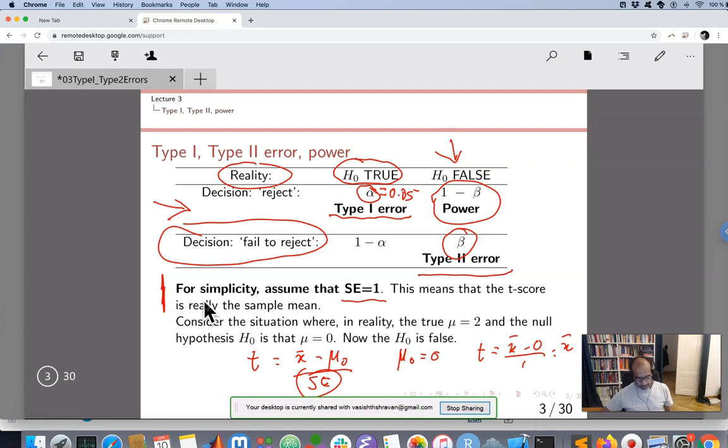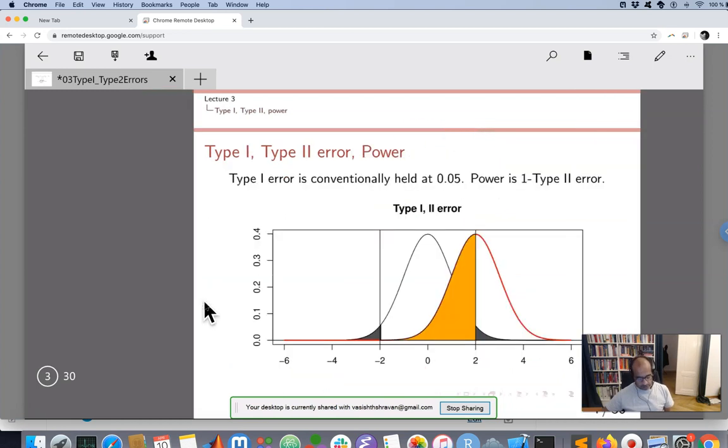Okay. So now let's consider a situation where in reality the true mu value is 2, but the null hypothesis that we set up is that mu is 0. Okay. So now this is the situation where we are in this cell here, where the null is actually false. Mu is actually 2, but we set up a null hypothesis that mu is 0. Okay. So what happens now?